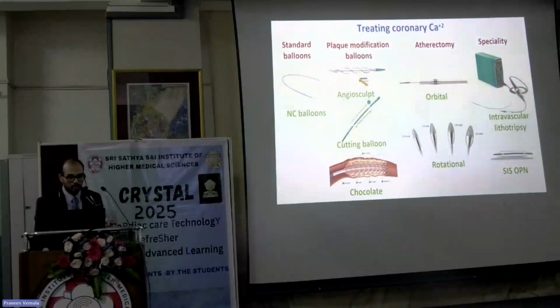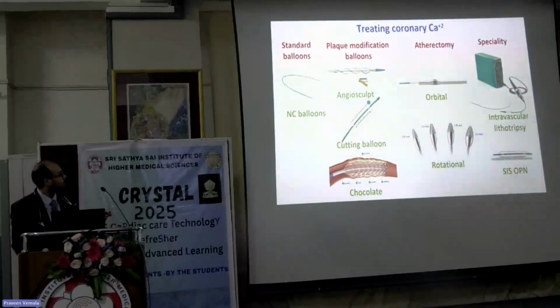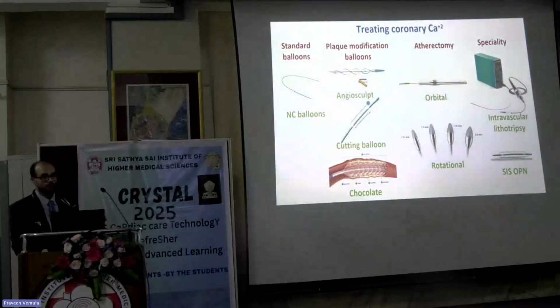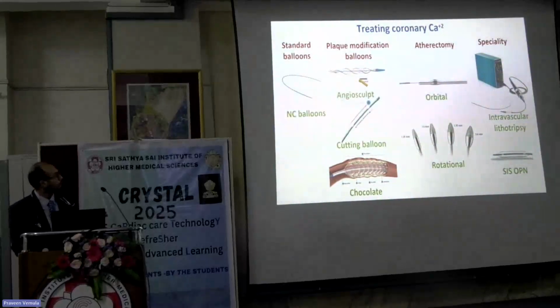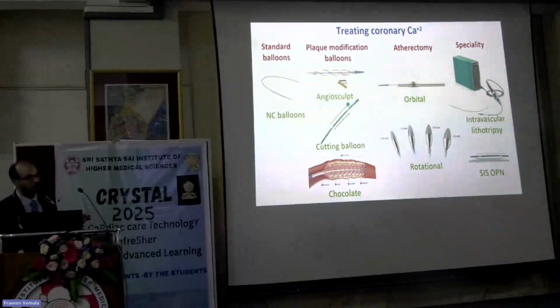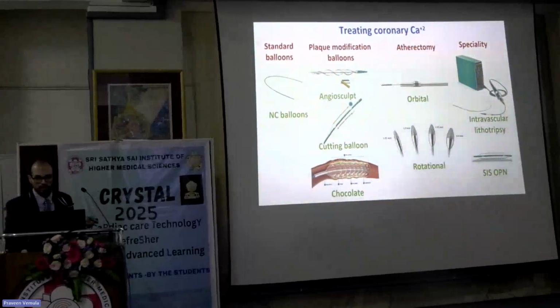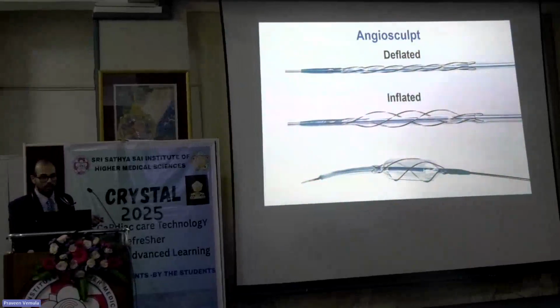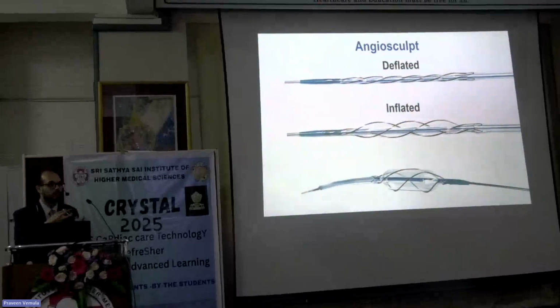And then there are the other specialty balloons that you have, which is something you should know now, going for your exams. Okay, for those who are in CCT, sorry. Yeah, go. So you have the Scoreflex, the AngioSculpt, the Chocolate balloons. What these balloons basically have is, an AngioSculpt basically has three nitinol wires that are intertwined.